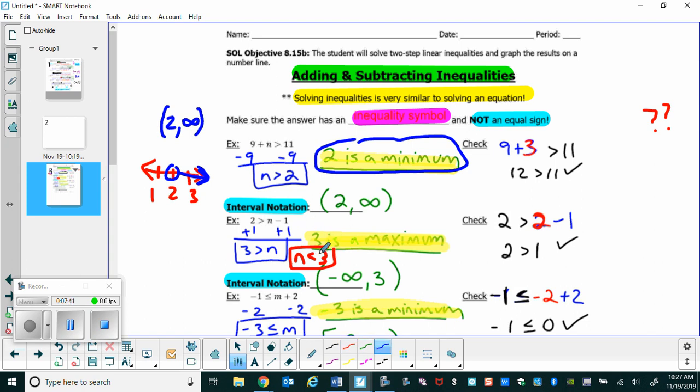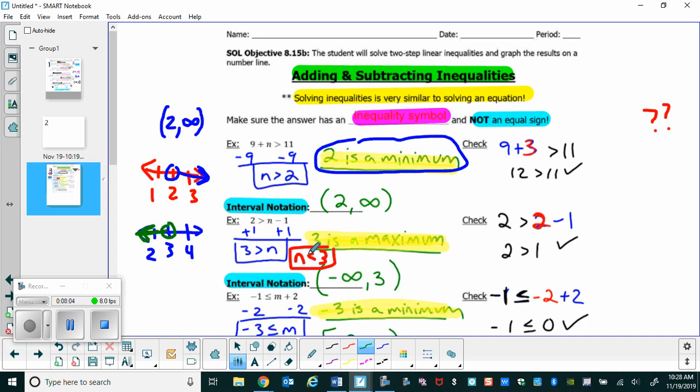So when shading this, if n is less than 3, let's take a look at the number line. If n is less than 3, here's 3. Here would be a 4. Here would be a 2. So you've got an open circle on 3, and we'd be shading less than. Now notice it says the same thing right here. 3 is bigger than n, so 3 is bigger than all this stuff that I'm shading.